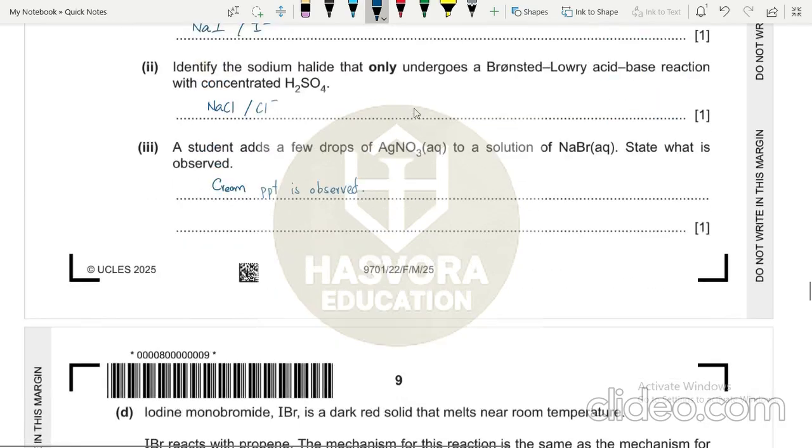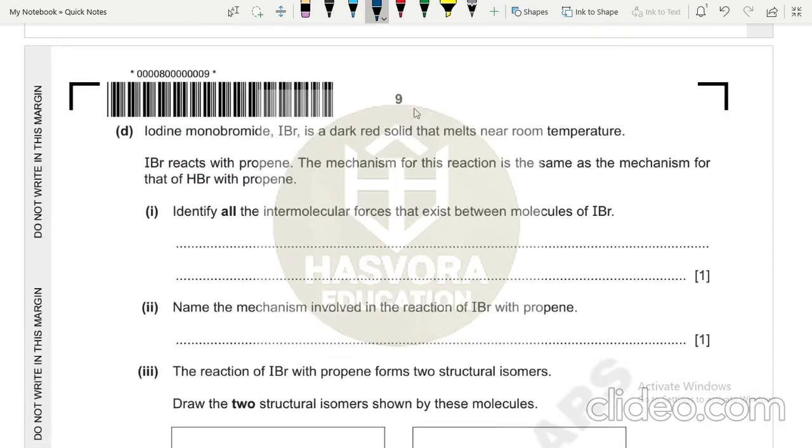Now let's move on. D says iodine monobromide, IBr, is a dark red solid that melts near room temperature. IBr reacts with propene. The mechanism for this reaction is the same as the mechanism for HBr with propene. So they are talking about electrophilic addition. Identify all the intermolecular forces that exist between the molecules of IBr. For example, if this is IBr, this end will be negative, this end will be positive, and they have electrons, and every compound has temporary dipole forces.